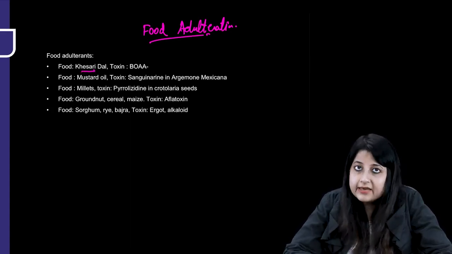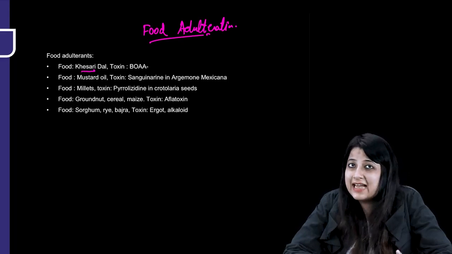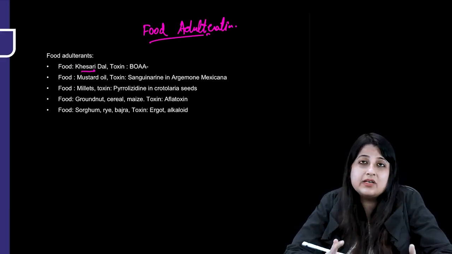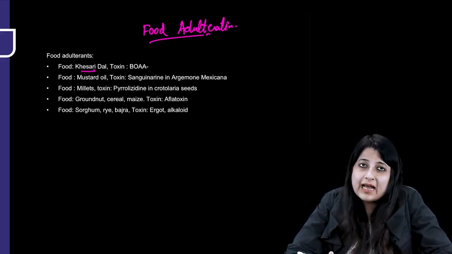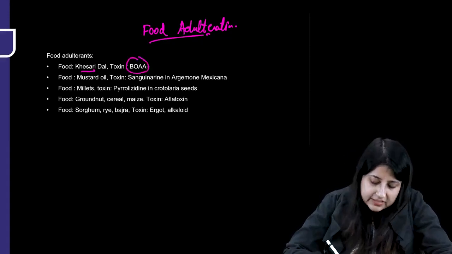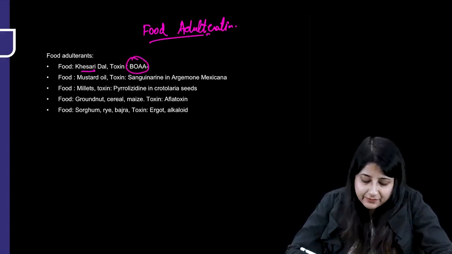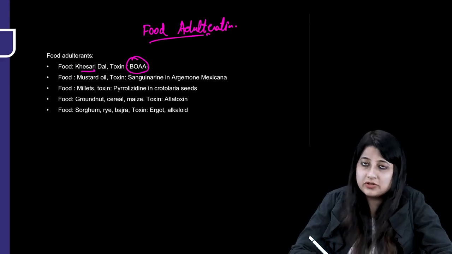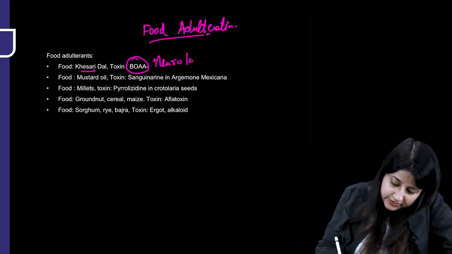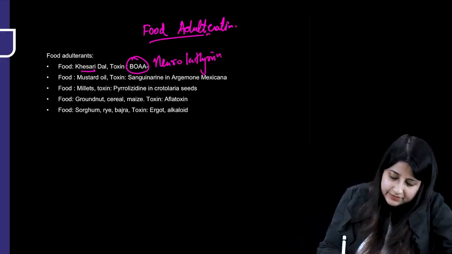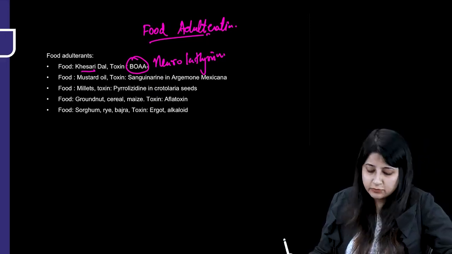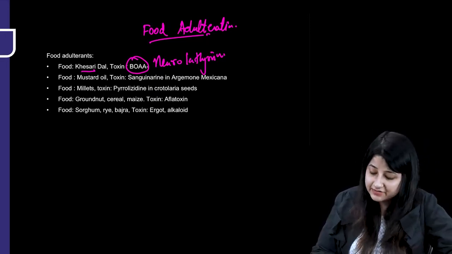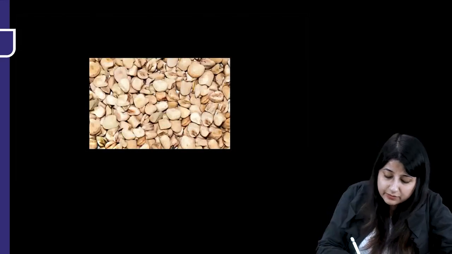Now, food adulteration is like, what are the foods in which you're asked? Khesari dal. Khesari dal is Lathyrus sativus. This is similar to arhar dal. So what happens in khesari dal? There is a toxin BOA. And this toxin BOA was responsible for what? First, I'm just going to put the names over here. Neurolathyrism. So the toxin is BOA in khesari dal. Khesari dal resembles what? Arhar dal. I'll show you the photo.